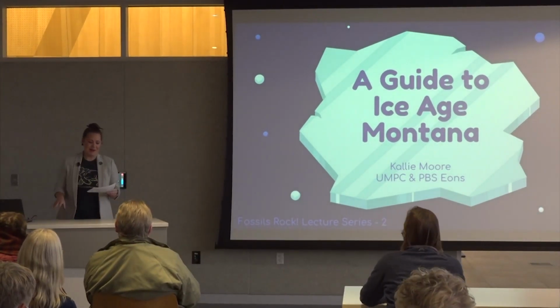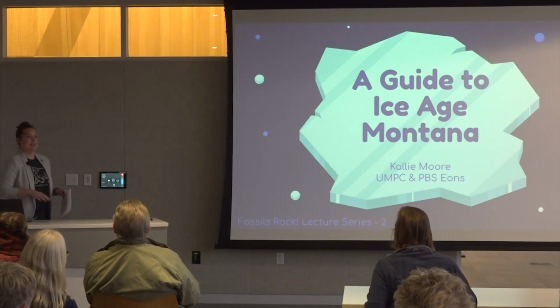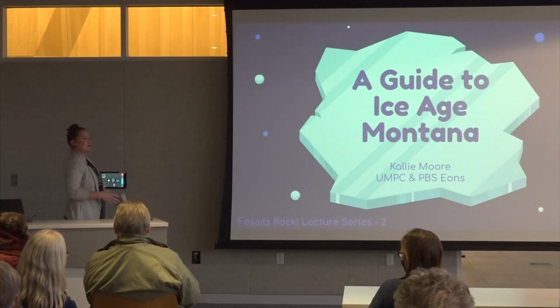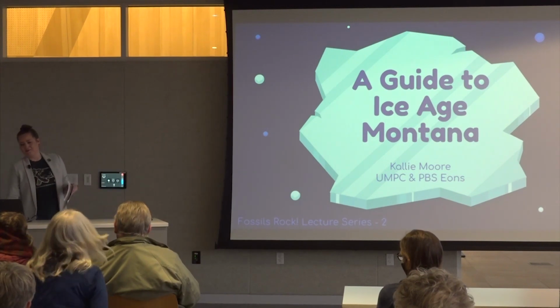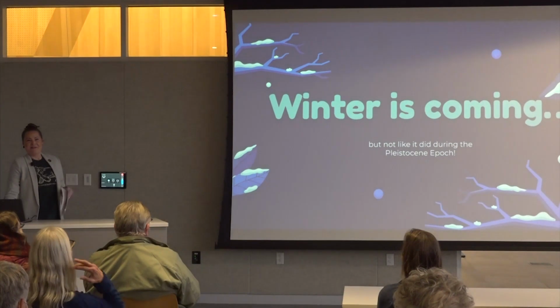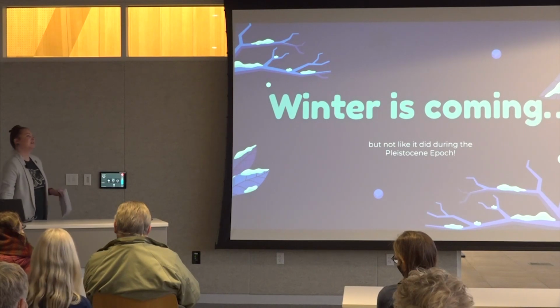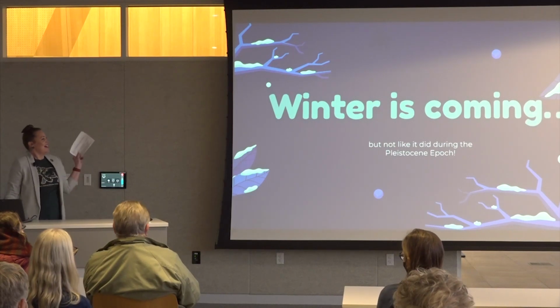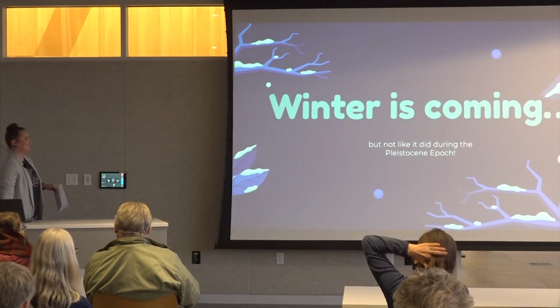So we're going to go back about 2.6 million years in Montana and look at the glacial features, what is an ice age, and then the animals of the ice age. So winter is coming, but I guess for us right now, it's here officially. It's totally here. I gave this talk in late fall, so it made a lot more sense then. But winter today is not like winter in the Pleistocene at all.